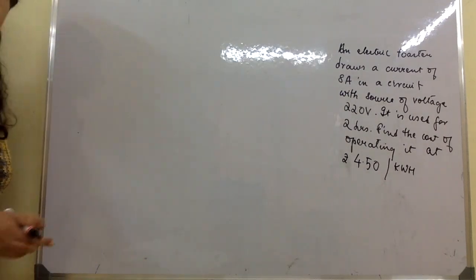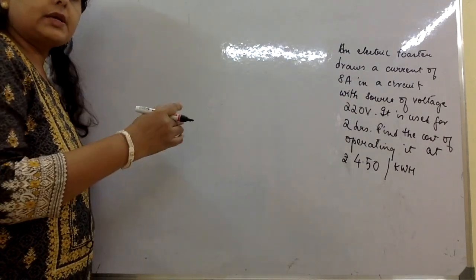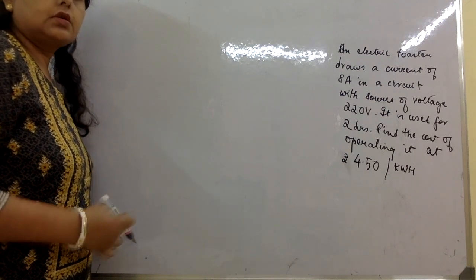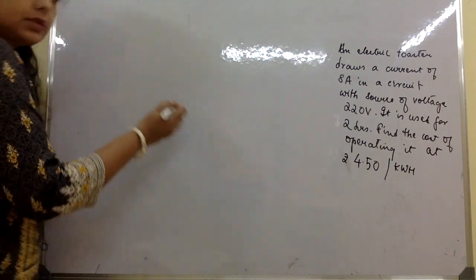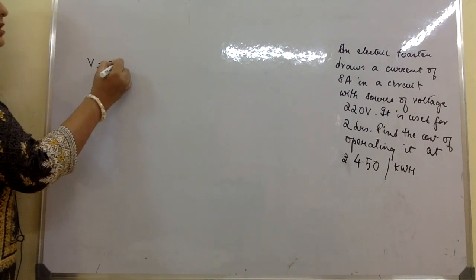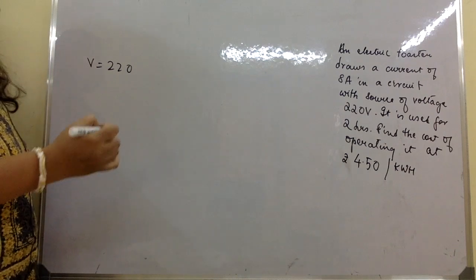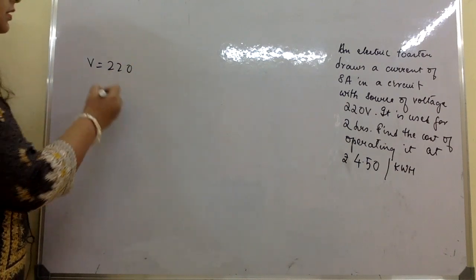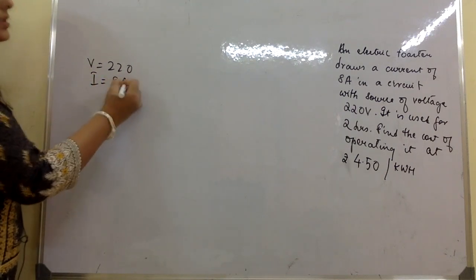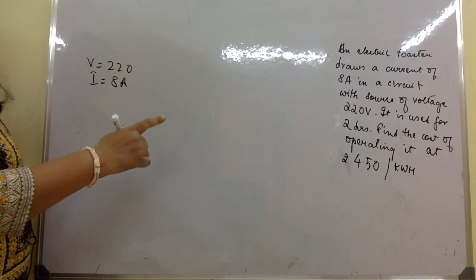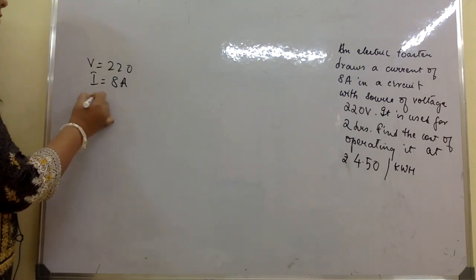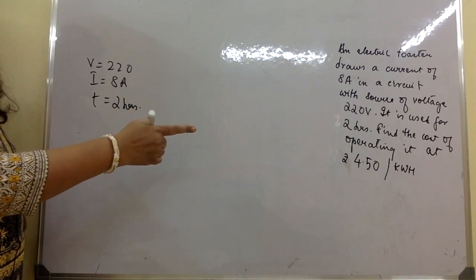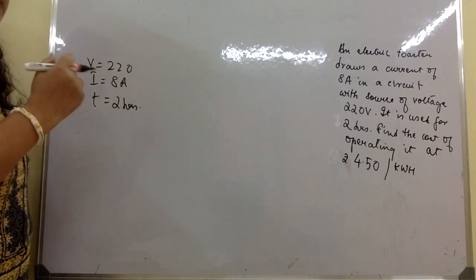This is our next question. An electrical toaster draws a current of 8 amperes in a circuit with source of voltage 220. So the first thing we note down is voltage is 220. Okay, and it draws a current of 8 amps in a circuit. So I is 8 amps and it is used for 2 hours. So time is 2 hours. Now what is the cost of operating it at rupees 450 per kilowatt hour?